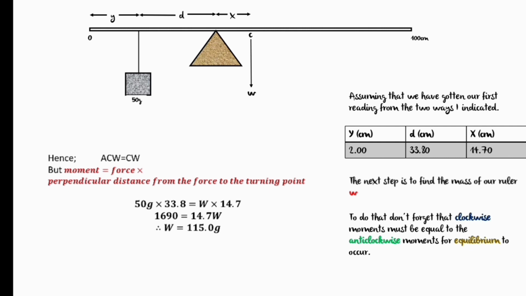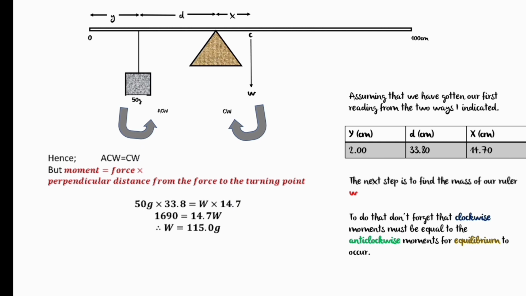And before we do that, don't forget that clockwise moments must be equal to anti-clockwise moments for equilibrium to occur. So this is the basic rule that we must remember, that clockwise moments must be equal to anti-clockwise moments for equilibrium to occur. Okay, or vice versa. Anti-clockwise moments must be equal to clockwise moments. And what is moment? Moment is just force times the perpendicular distance from the action of that force to the turning point or the pivot.